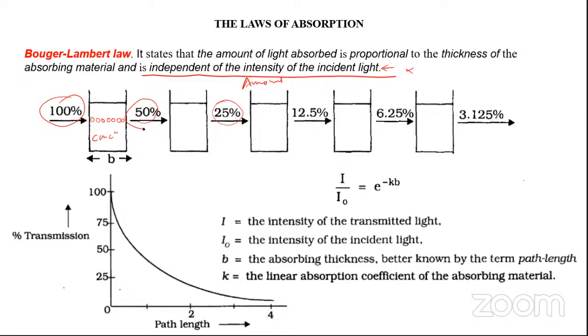See, now the amount of incident light is only 50%, right? But the amount of transmitted light is still 50% of the original 50%. Are you getting my point?